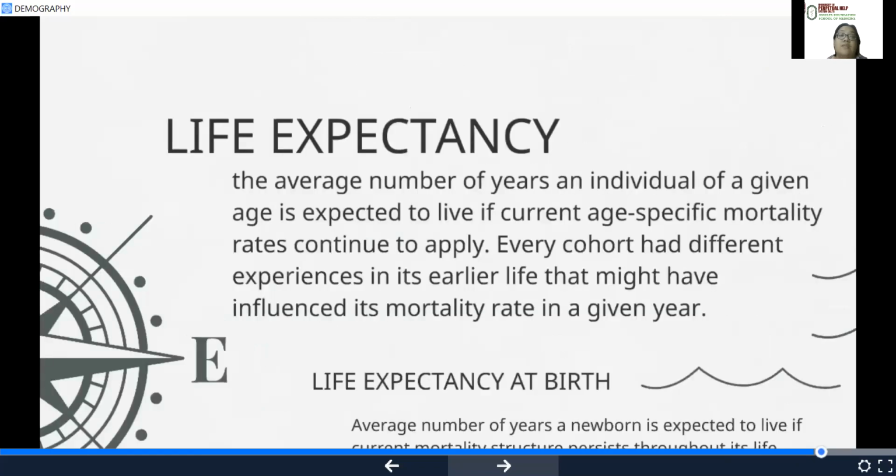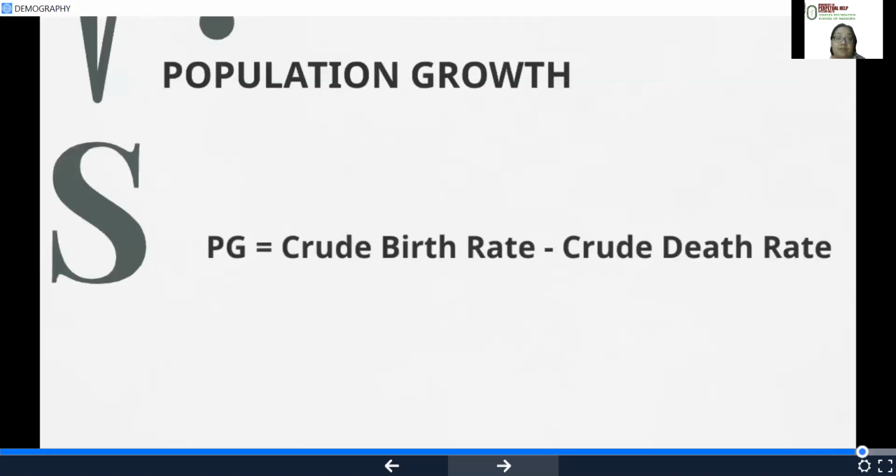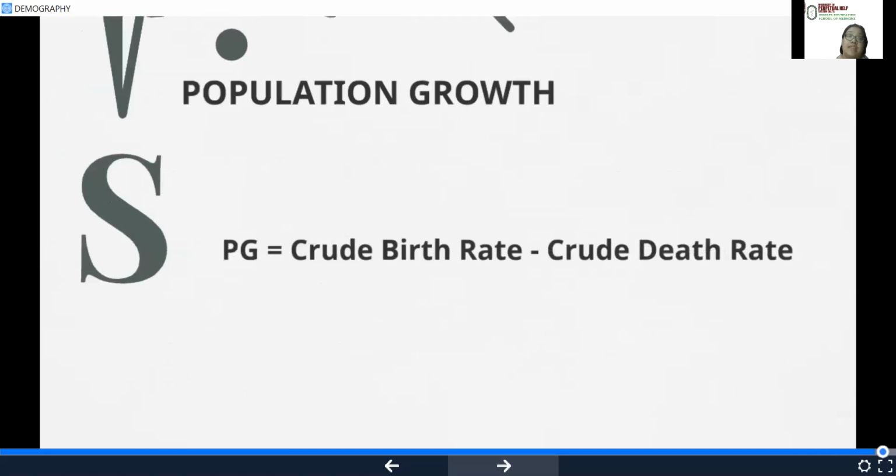So life expectancy at birth would be the average number of years a newborn is expected to live if current mortality structure persists throughout its life. Because of the gender difference, life expectancy is calculated also separately for men and women. Life expectancy is a hypothetical measure and indicator of current health and mortality conditions. So, population growth could be computed as crude birth rate minus crude death rate.